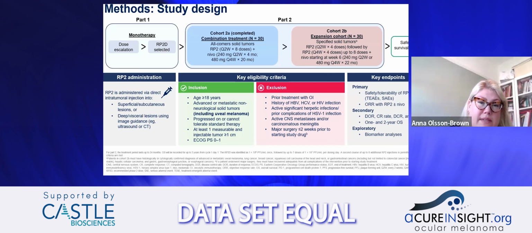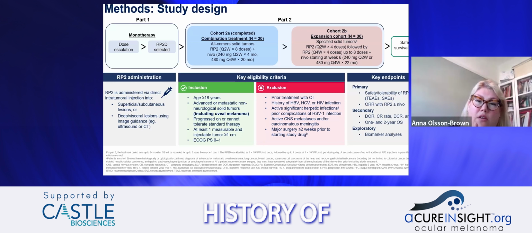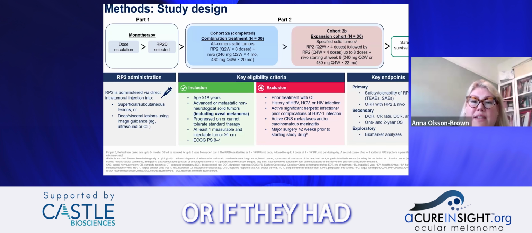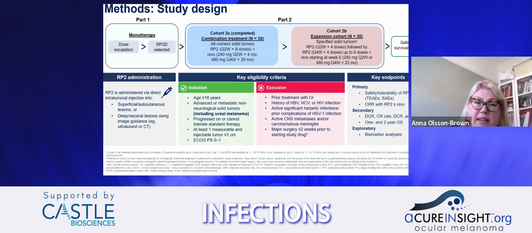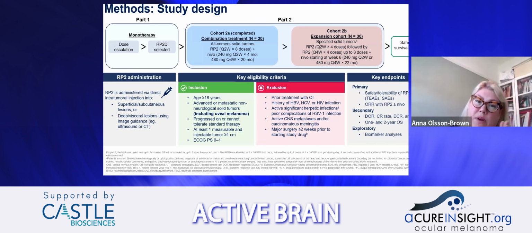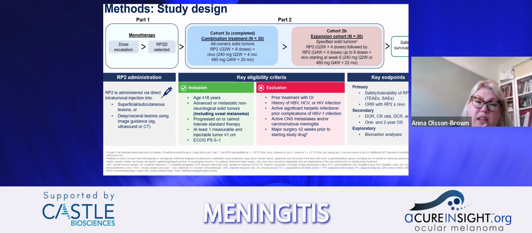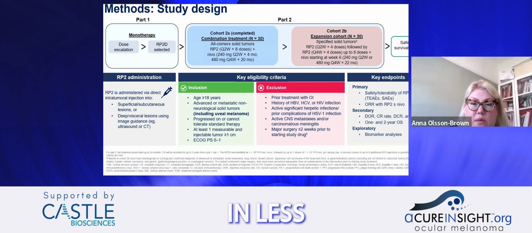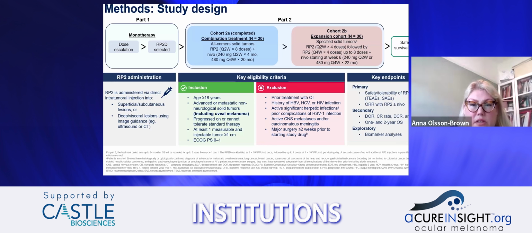Patients were excluded if they'd had prior treatment with oncolytic viruses, if they had a history of hepatitis B, C, or HIV infection, or if they'd had any active significant hepatic infections or prior complications with HSV1. If they had active brain metastases or meningitis secondary to malignancy, or if they've had major surgery less than 2 weeks prior to starting the study drugs.